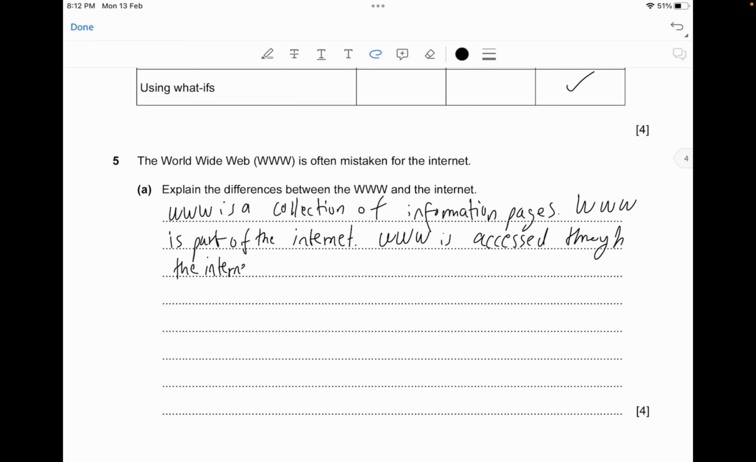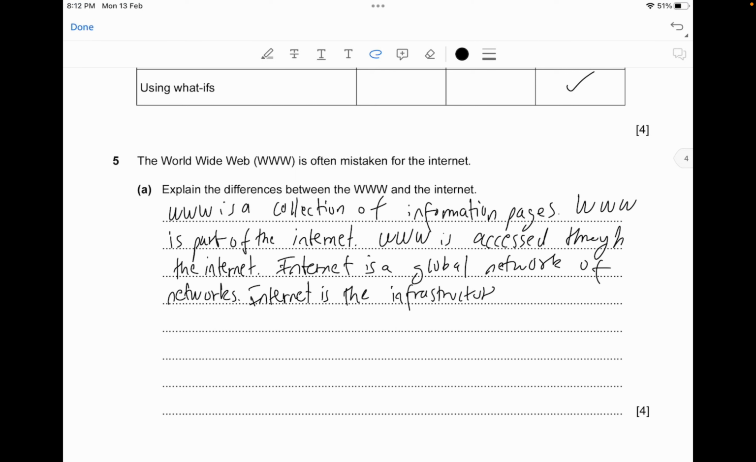You can also say that the internet is a global network of networks. You can also mention that the internet is the infrastructure. So these are some of the points that you can add for about 4 marks. You can mention a few differences between the World Wide Web and the internet. Let's move on to the next question.